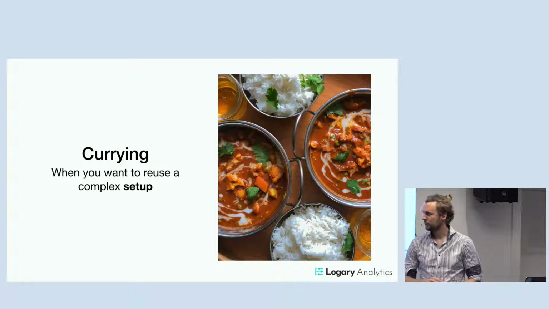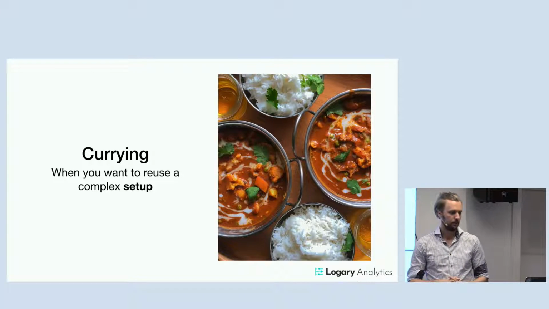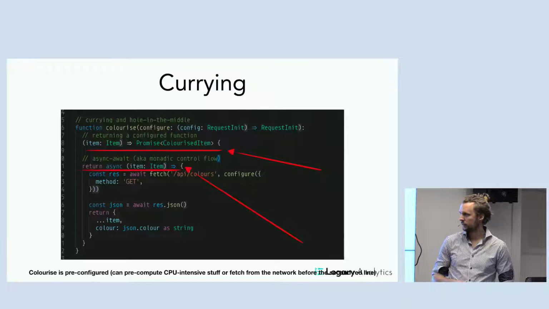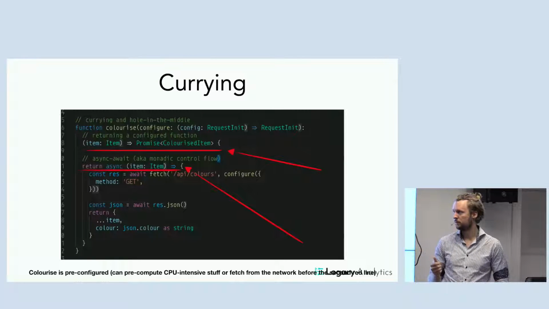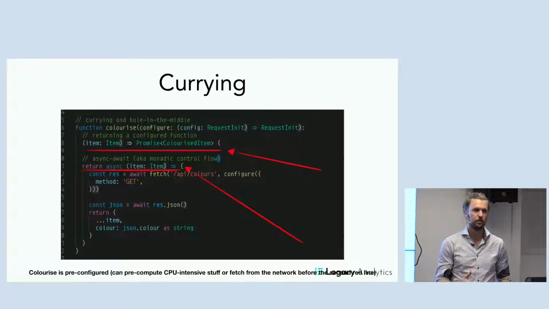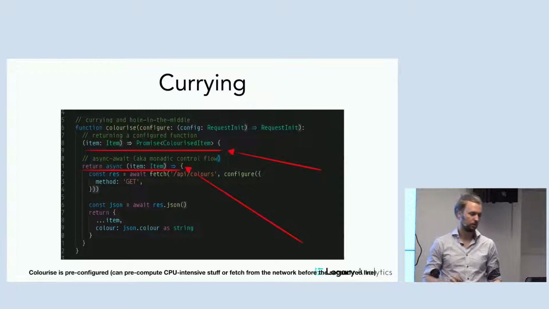The astute listener might have noticed that we're also using currying as part of this example. And this is different because the previous was when you wanted to reuse a complex implementation. Currying is when you want to reuse a complex setup. So back to the same example here, you can see that colorize actually returns a function that takes an item and returns a promise of colorized item. Its first parameter here, and this is TypeScript by the way, is configure. So configure, once inserted into colorize, gives you back another function that you can pass around, a function which is now pre-configured, so to speak. It's configured with a configure callback.